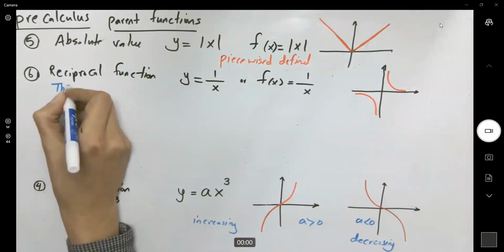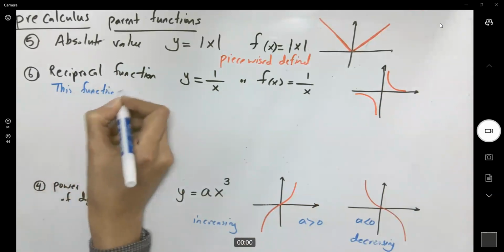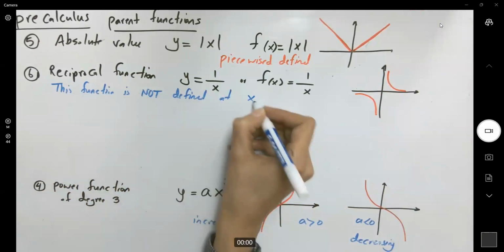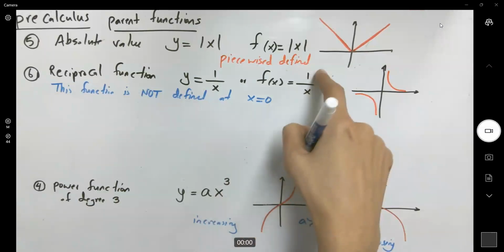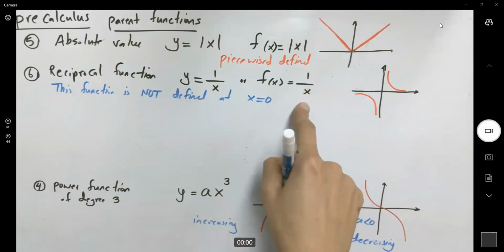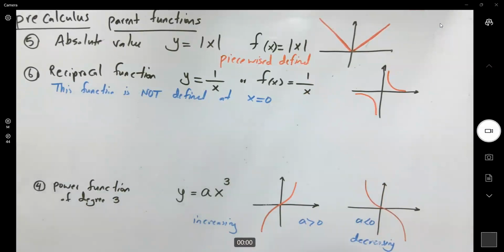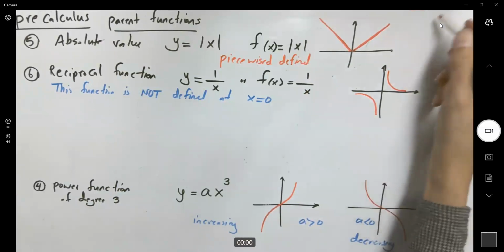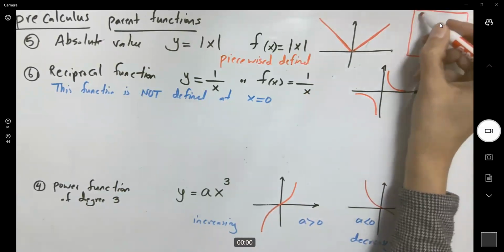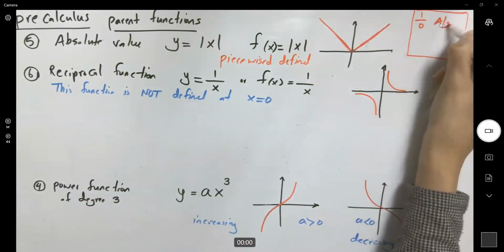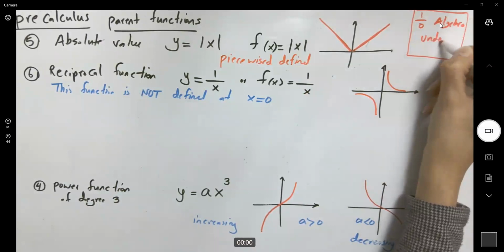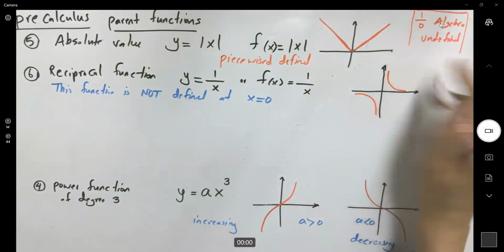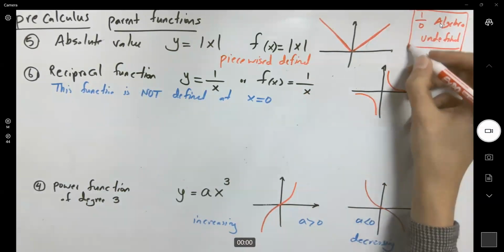This function is not defined at x equal to 0. 1 divided by 0 is infinity. Let us write this down here. 1 over 0 is, in algebra, we say that it's undefined. So remember that, 1 divided by 0. In algebra, we say that it's undefined. But when it comes to calculus, we say that, hey, 1 over 0 is infinity.